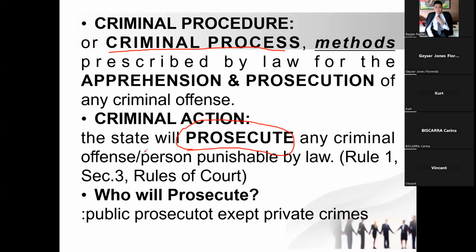Okay, who will now prosecute? Of course, only the public prosecutor, except for private crimes. Because for private crimes, only the offended party can file a case. Later, we will explain what a private crime is and what public crimes are. So who will prosecute, class? The general rule is the public prosecutor. Can a private prosecutor prosecute? Of course, yes, but provided that it is still under the supervision of the public prosecutor. Okay? Public prosecutor.